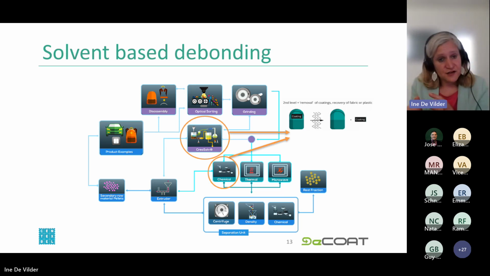Then we have a second strategy, which is based on solvents. It uses the Creasol equipment from Fraunhofer IVV, but I will not go into detail on this part as Johannes will present that very nicely in the presentation after me.